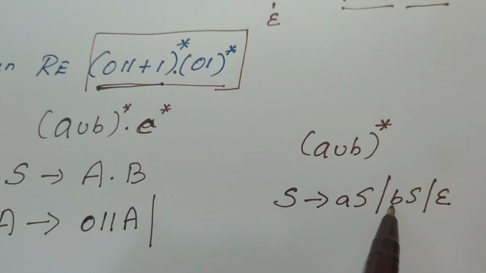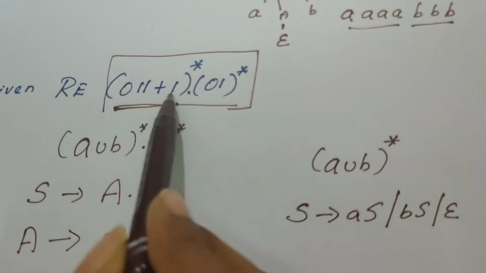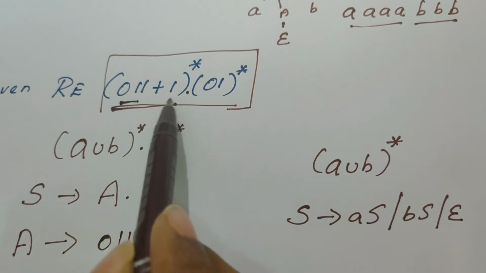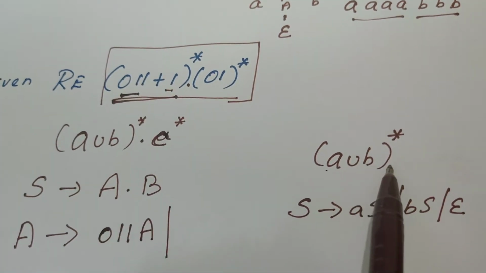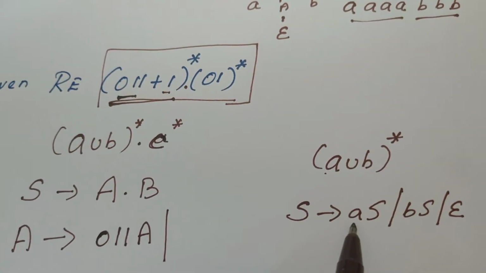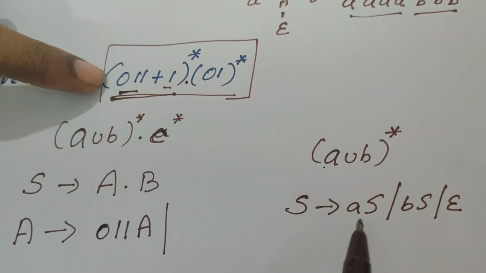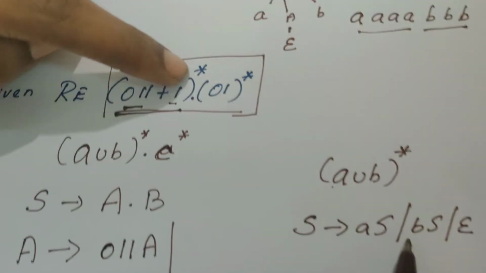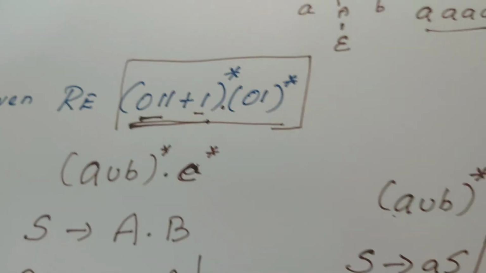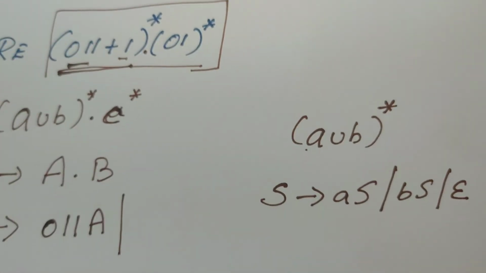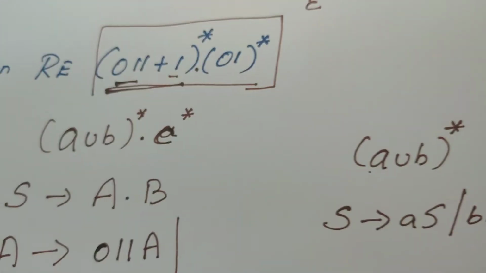Terminal B is, in this case, 1. Just compare this with A and this with B. (A union B) the whole star. In place of A, we are going to have 0, 1, 1. In place of B, we are going to have 1. Of course, here we used the variable S. In this case, we are using the variable A. That is the only difference.